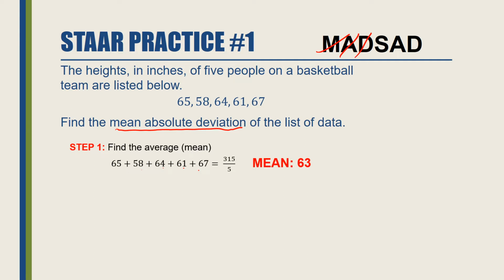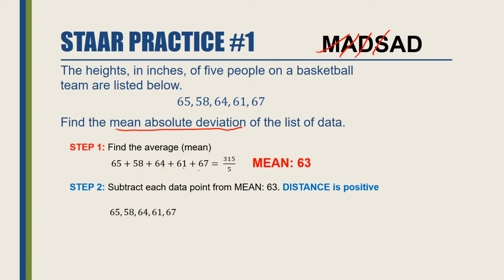Step number two is we must subtract. So once we get to step number two, we got to subtract each of our data point numbers from the mean. And remember, the distance is always going to be positive. So we have to subtract 65 minus 63. We're going to subtract 63 minus 58, 65 minus 64, 63 minus 61, and 67 minus 63 will give me all of my distances away from the mean in my data set.